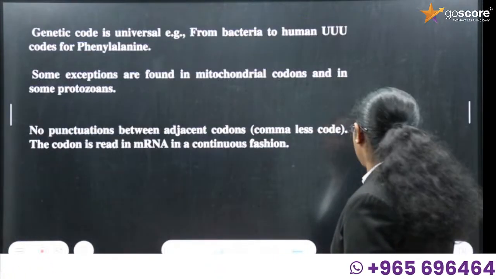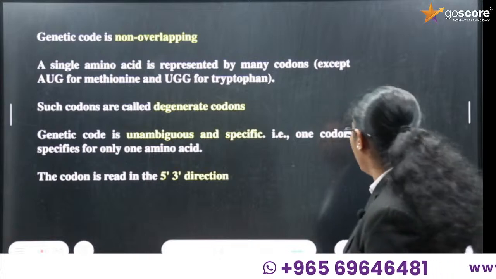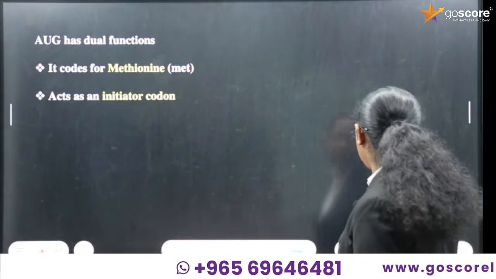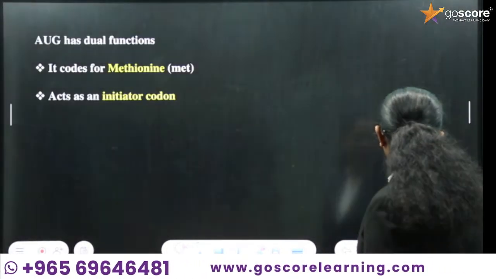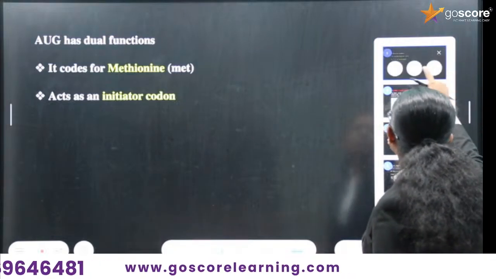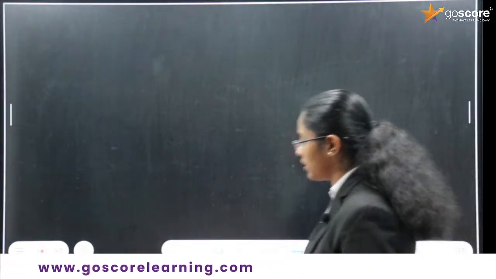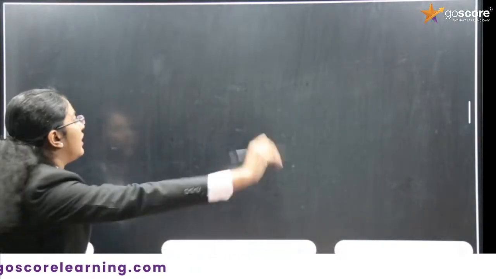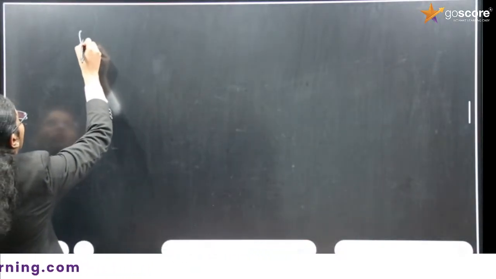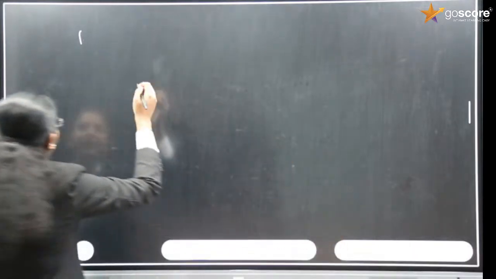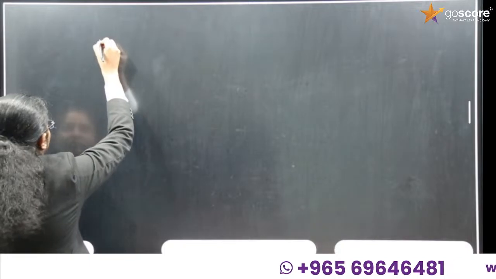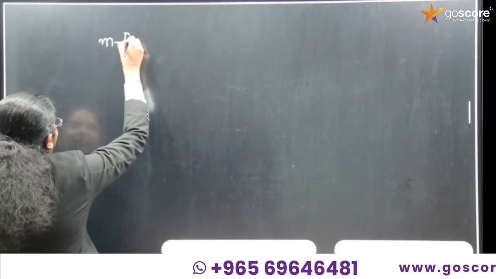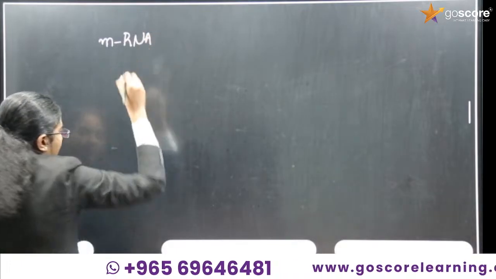Okay, so last class we have already discussed the salient features of the genetic code. So today we'll be discussing the requirements for the translation process. What are the different requirements for the translation process? First, I have told you that it is a long mRNA. mRNA should be present for the translation.